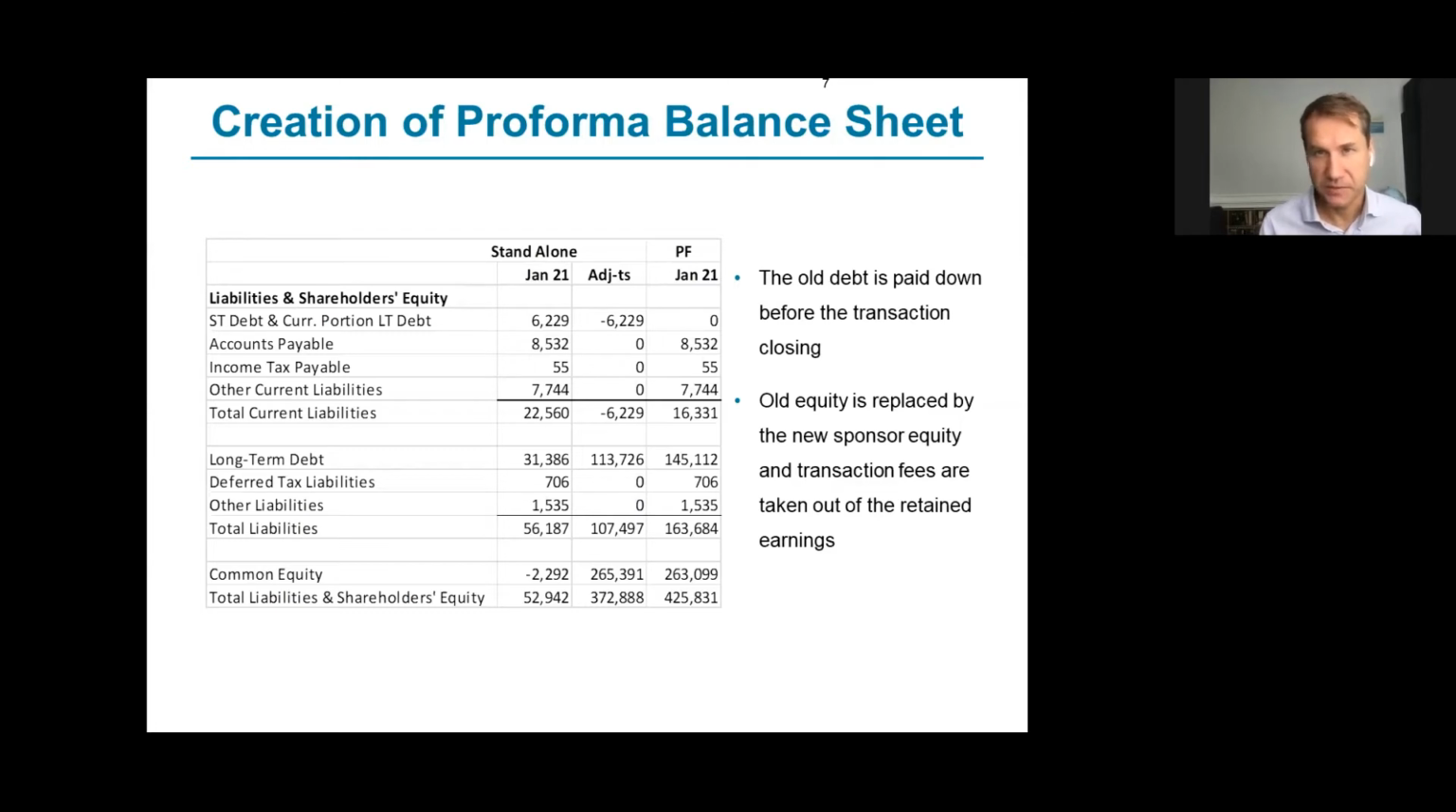So that's the adjustment. For common equity, there's a couple of things there. So you remove old equity. Here again, it's a little bit unusual that the old book value of equity is negative. So when you remove it, your equity goes up. And then you also increase equity by the equity injection from the private equity firm. And then, a minor thing, but you subtract all the transaction expenses from retained earnings.